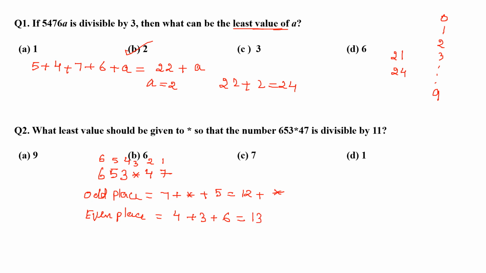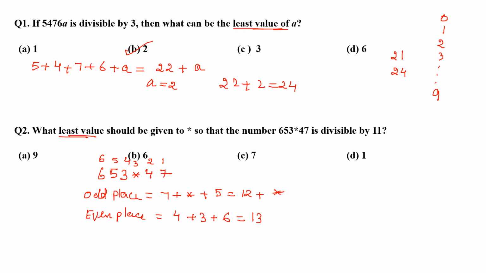Now what you have to see? The number will be divisible by 11 if the difference is 0 or the difference of the sums of the digits in odd and even places is a multiple of 11. Isn't it? Now if I subtract as of now, 13 minus 12 will give me 1, and you have to fill the least value, isn't it? So 1 is not divisible by 11, right? You have to get a number which is either 0 or divisible by 11.